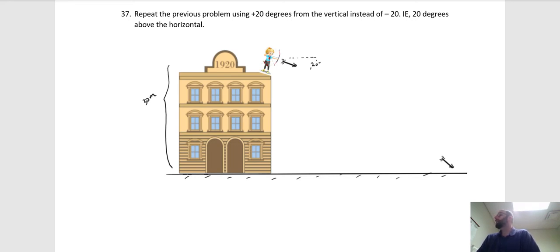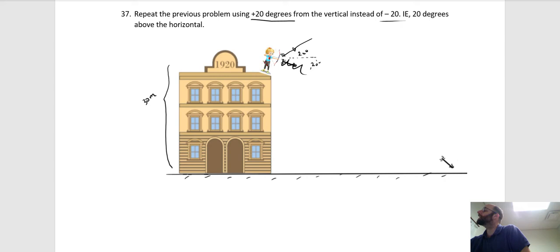I'm making this video to help you out with number 37 in your homework. So first of all, the picture, I guess, is a little misleading. I should have probably redrawn the picture, because this young person here is shooting her arrow at 20 degrees from the vertical instead of minus 20. So really the arrow is going this way. I think in the next iteration of this I'll change that picture, but that is not the case at all. This is now our 20-degree angle.